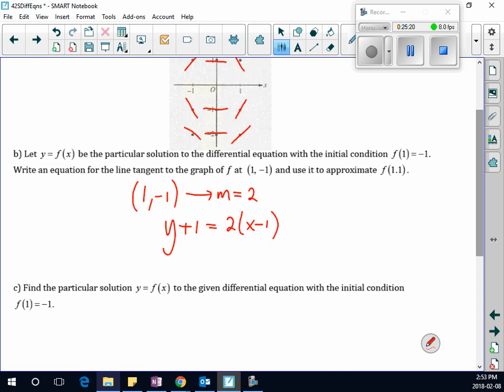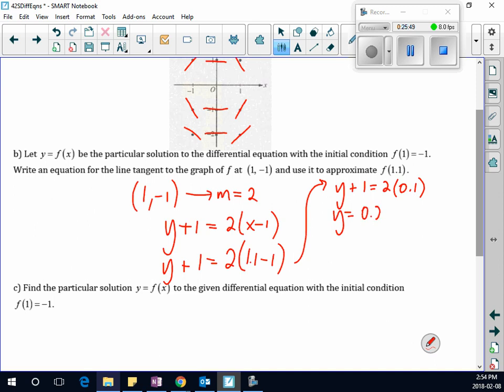You probably should, because it's way easier to find f of 1.1 that way, right? So 1.1 goes in there and then it's easier to find. So y plus 1 equals 2 times 1.1 minus 1. So 1.1 minus 1 is 0.1. So y plus 1 equals 2 times 0.1. So y equals 0.2 minus 1. So y equals negative 0.8. Therefore, f of 1.1 is negative 0.8. Everybody good with that?